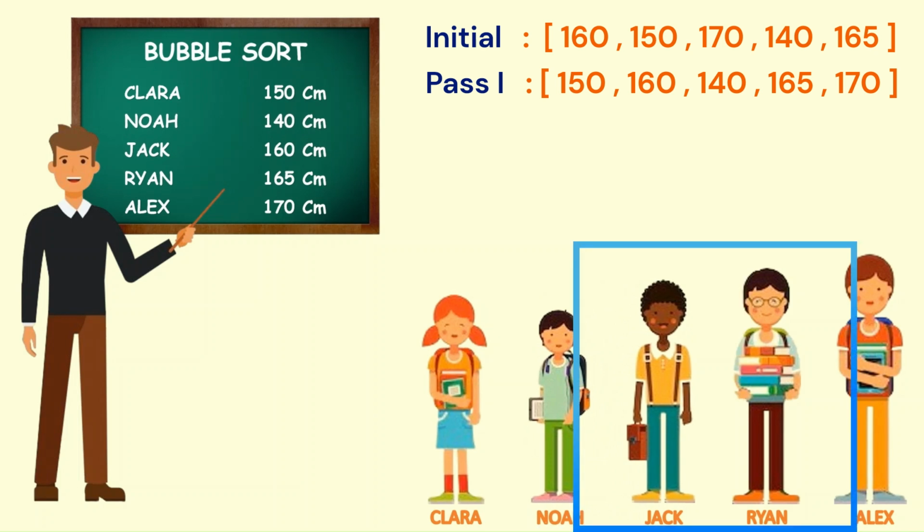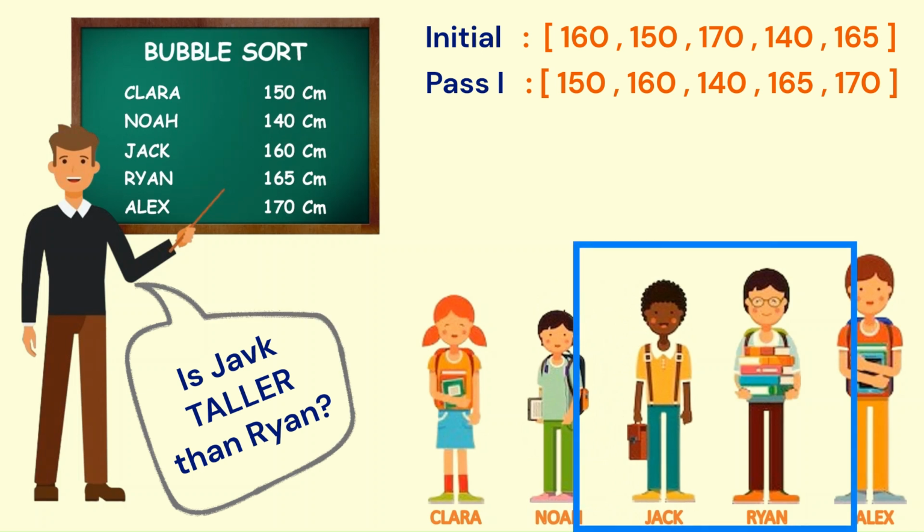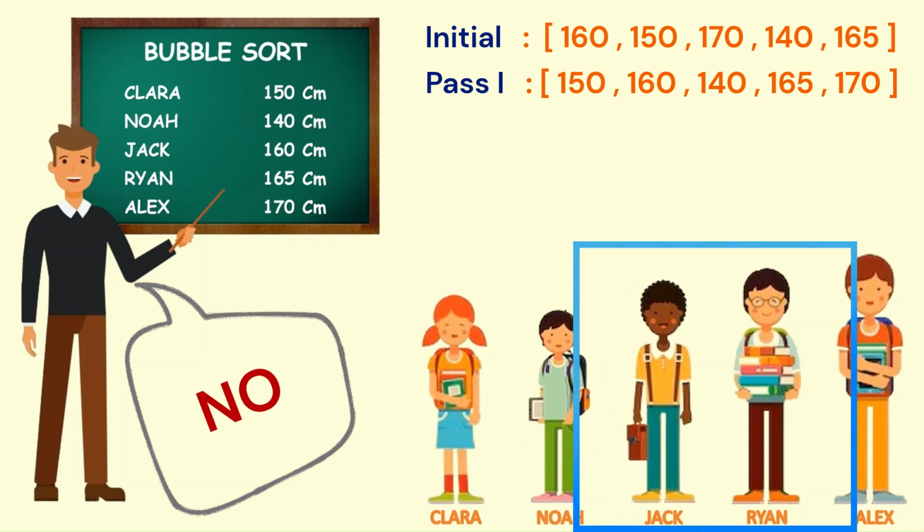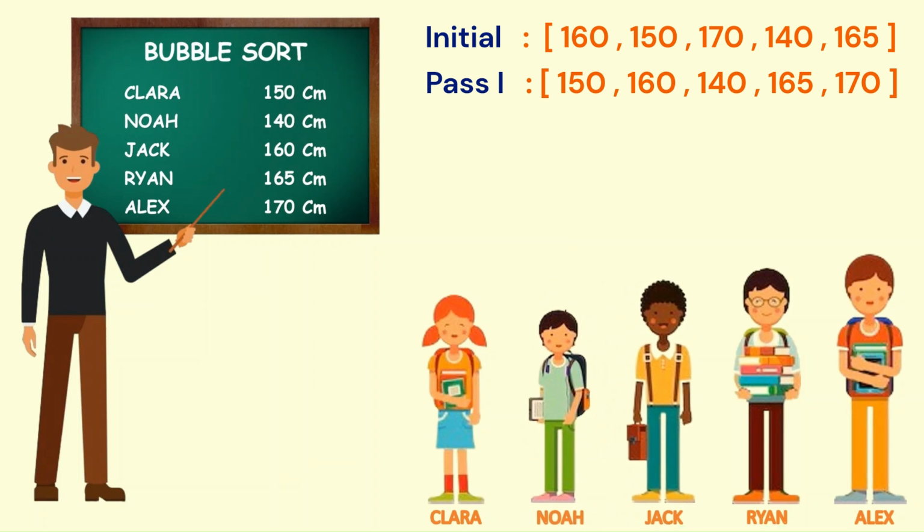Next, we compare Jack and Ryan. Is Jack taller than Ryan? The answer is no, so we won't swap them. The process stops here for this pass, and we don't need to check Alex, because we've already placed the tallest student, Alex, in the last position.